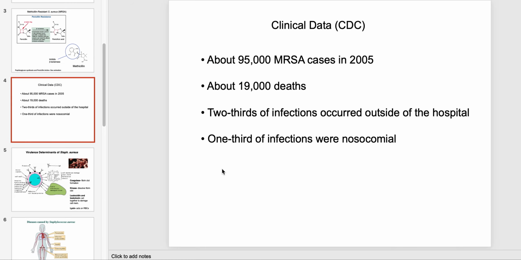Just a bit of clinical data. It's a little old, but that's generally consistent. About 95,000 cases of MRSA in 2005 across the United States. About 19,000 deaths, and 2/3 of the infections occurred outside of the hospital, so they were community-acquired Staphylococcus aureus, or community-acquired MRSA, as we call it. 1/3 of the infections were nosocomial, or hospital-acquired. So, that's a lot. Anywhere from 6,000 to 10,000 people a year die from Staph aureus infections that they've acquired in the hospital.